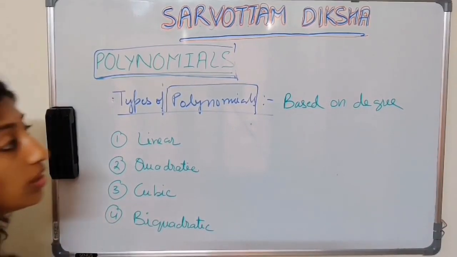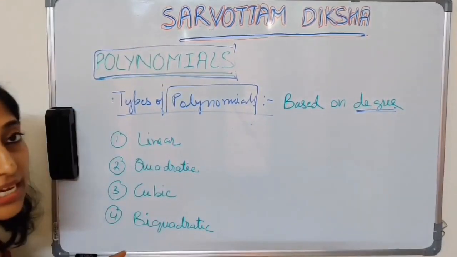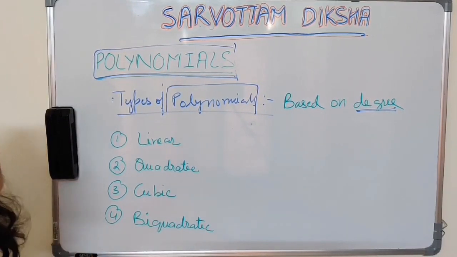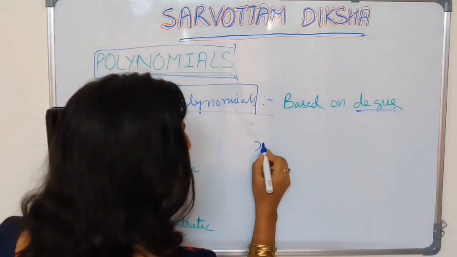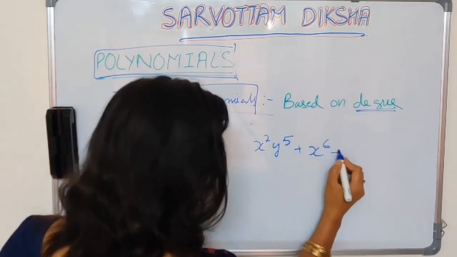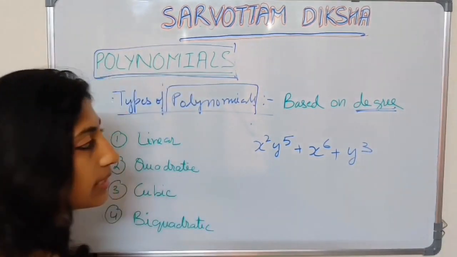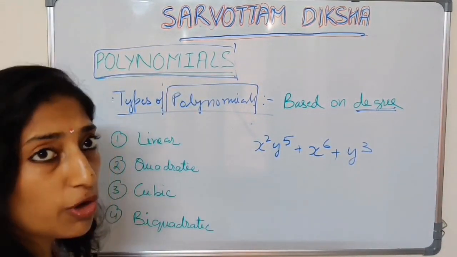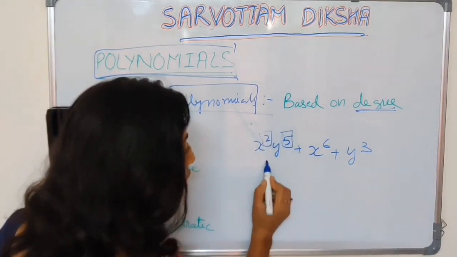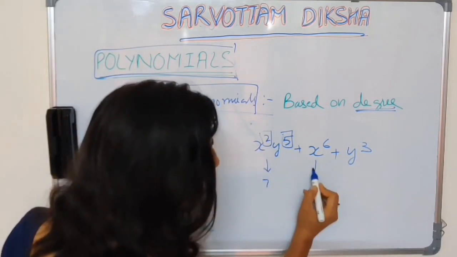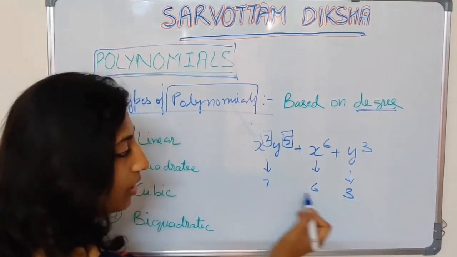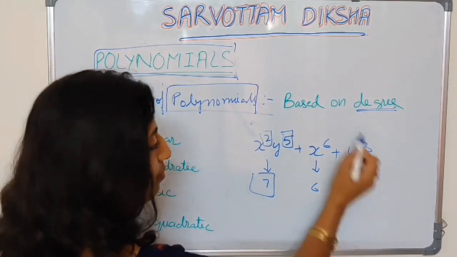Based on degree. What is degree? Highest exponent of my variable. Like if I have x^2 y^5 plus x^6 plus y^3. This is a polynomial expression. What is the degree of this polynomial expression? I will add the exponents of variables. So degree of this term is 7, degree of this term is 6, degree of this term is 3, and what is the highest number? 7. So degree of this whole expression is 7.